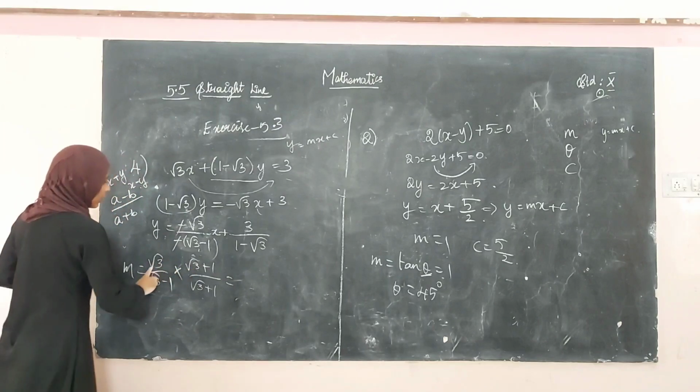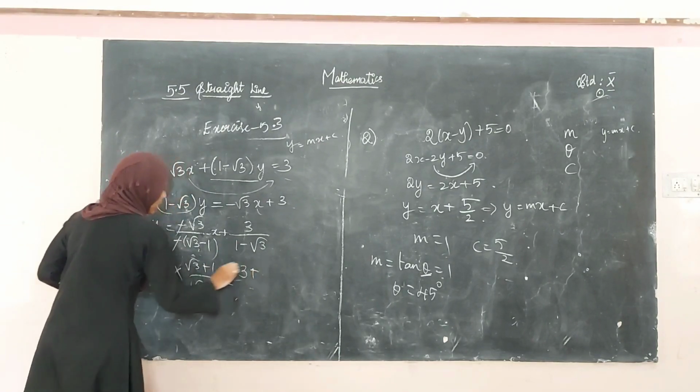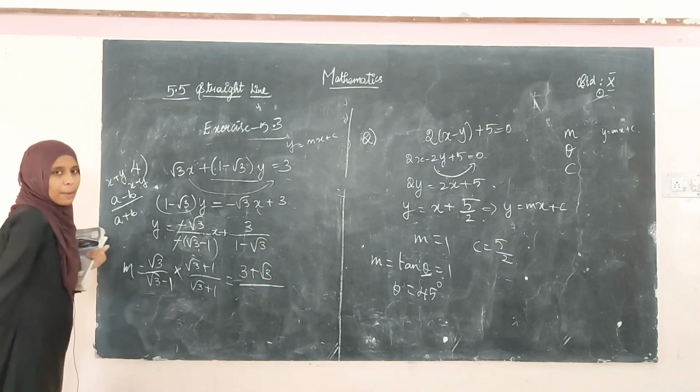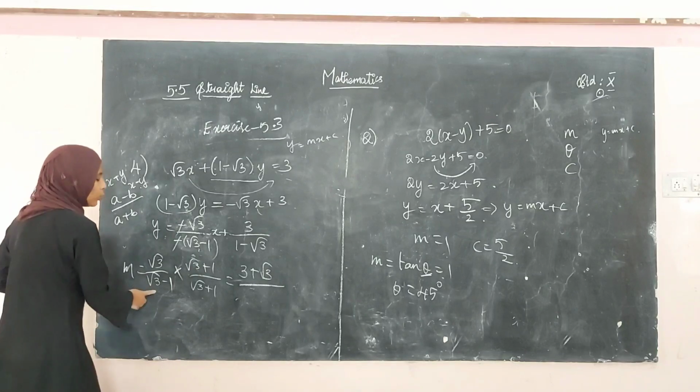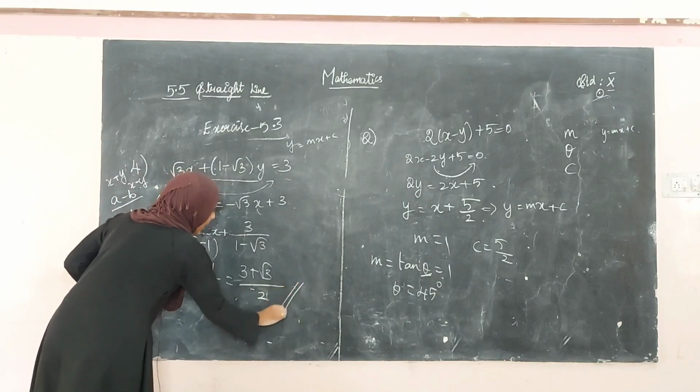So multiply in the numerator. Root 3 into root 3 is 3, plus root 3 into 1 is plus root 3. The whole divided by a minus b, a plus b formula, so a square minus b square. Root 3 square is 3, 3 minus 1 is 2. So this is the value of m.